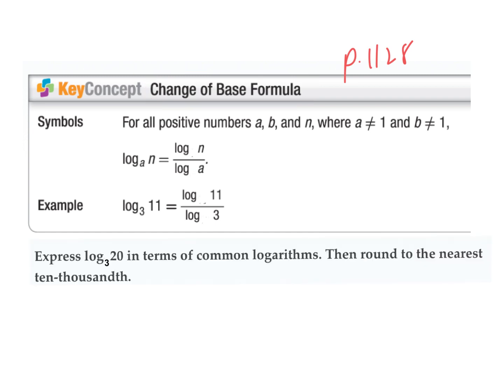All right, so here's an example of a problem that we're going to have. So go ahead and get that down, and then we'll talk through what we need to do.